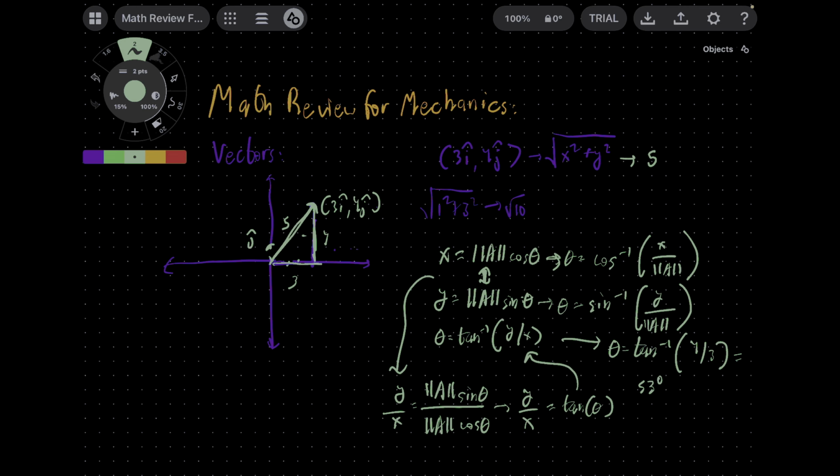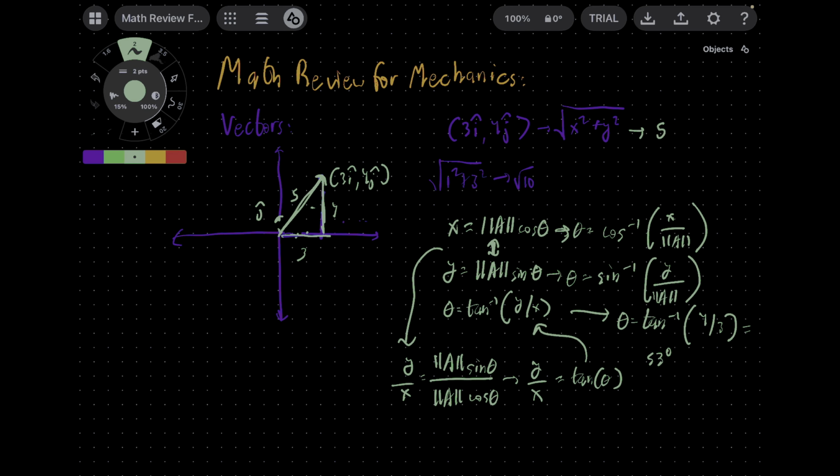So that's pretty much it for actually solving for magnitude and direction and vice versa. But now, how do we combine these vectors together? But before we add, I think it would be more important to understand how we multiply scalars by a vector.